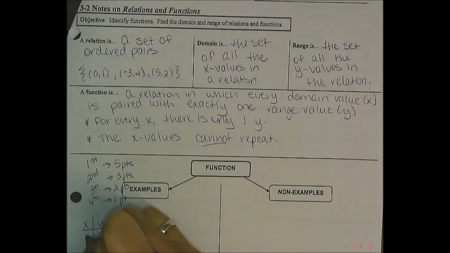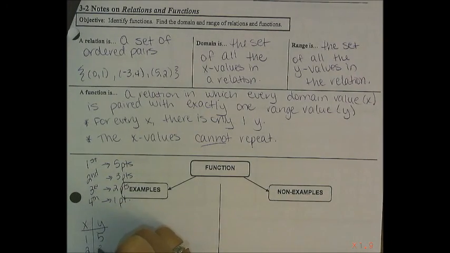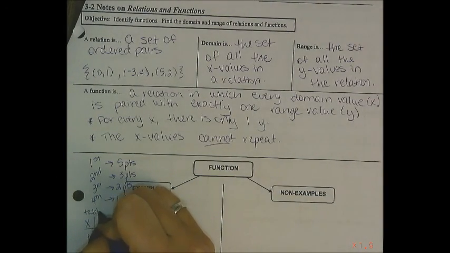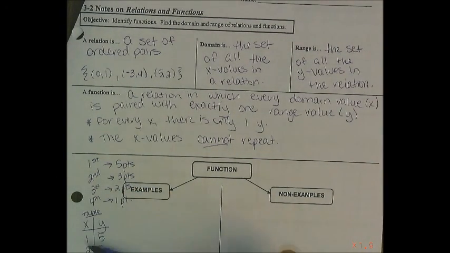Okay? So in a table format, it might look like this. Okay? First place gets 5 points. Second place gets 3 points. Third place gets 2 points. And fourth place gets 1 point. Okay, so that's your table for the data. And note that every x value only gets one type of point.